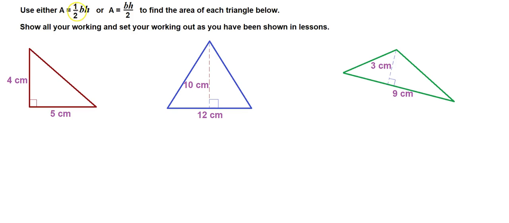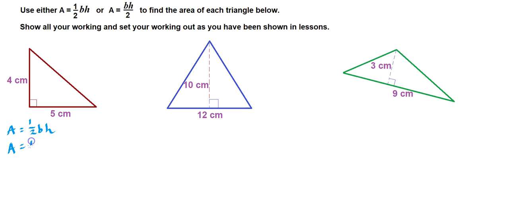Use either area equals half the base times the height or area equals base times height divided by 2 to find the area of each triangle below. So let's rip into it. We should be able to use the first formula, so area equals half the base times the height. So what that means is, let's plug in what we know.